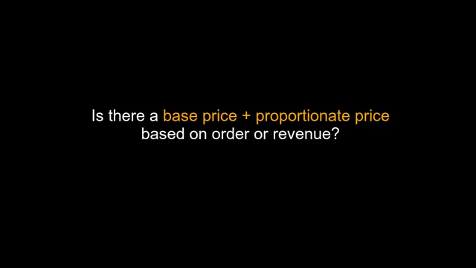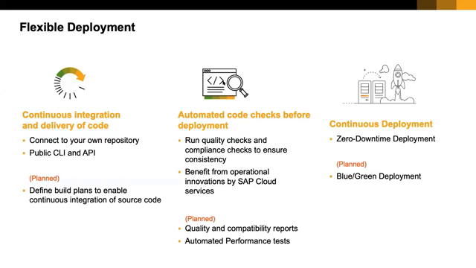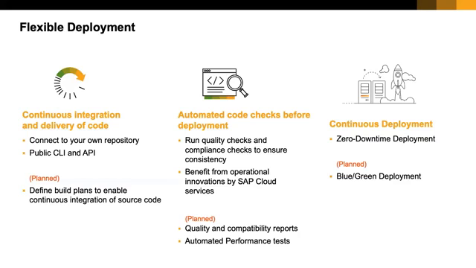Is there a base price plus proportionate price based on order or revenue? So yes, there is a base price, but I don't know about the details of it. You have to check with the sales. Does the client need to additionally pay for the infra or does the subscription cover it? Subscription covers everything. You don't pay anything for the infra, right? Subscription is enough.